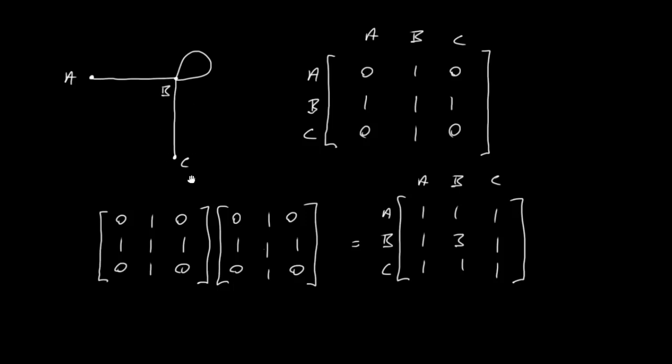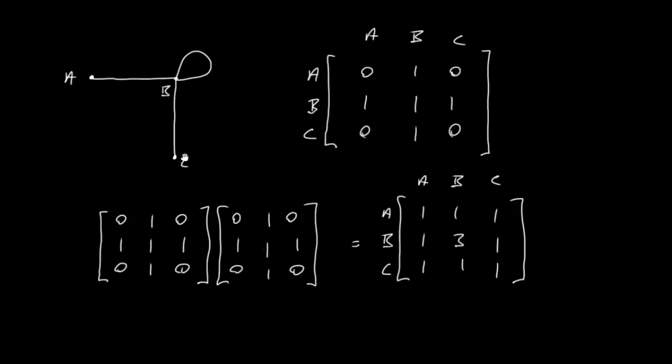B and B now, so how many walks are there of length 2 from B to B? And there are 3 of them. So we could go across to A and back again, that's length 2. We could go down to C and back up again, that's length 2. And we could go around to B and around to B again, so that's a third one of length 2. What about B and C? Well, there we can go around and down, so there's just 1.